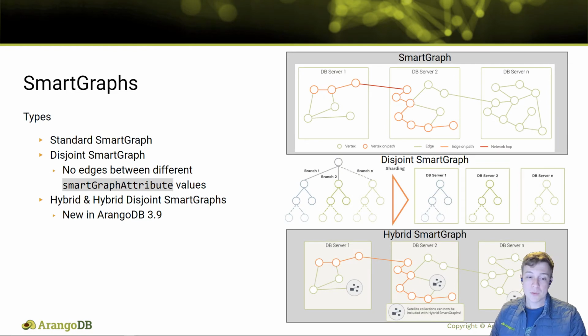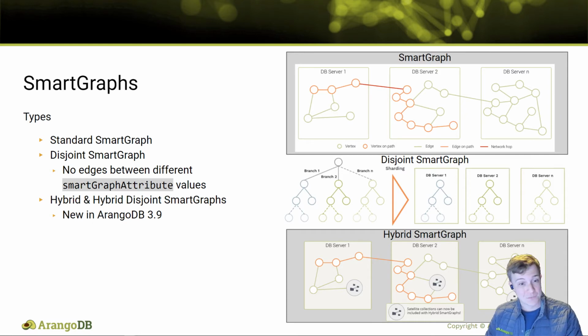There are a couple different smart graph types. Smart graphs can be set up in a few different ways to better fit your specific graph needs. We have been mostly looking at what we just call the standard smart graph. However, you can also define your smart graph as a disjoint smart graph, which prohibits edges between graph nodes with differing smart graph attribute values. This is not suitable for all graphs, but if possible, it offers the guarantee that the entire graph traversal happens on a single database server.